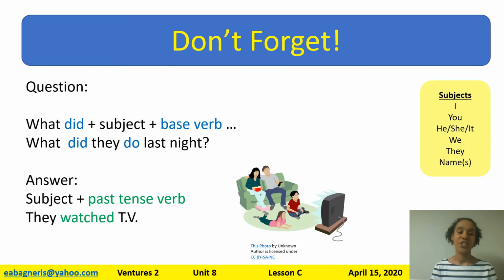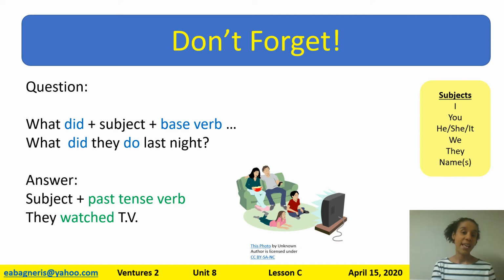So let's look at the questions. What did, then we have our subject, and then you have the base verb. This is the part you need to remember. Base verb. So what did they do last night? Okay, do is the base verb. Did is already doing all my work. Did tells me past tense. What did they do last night?